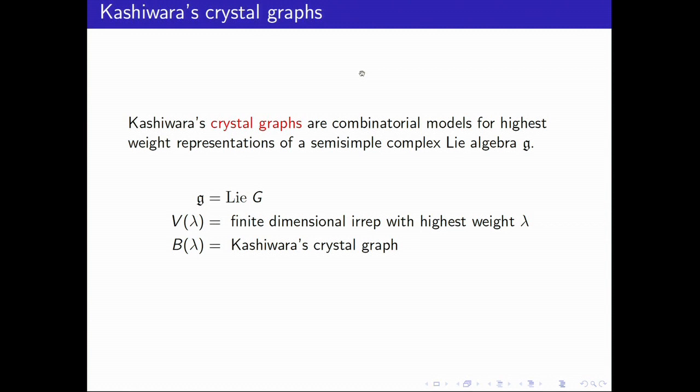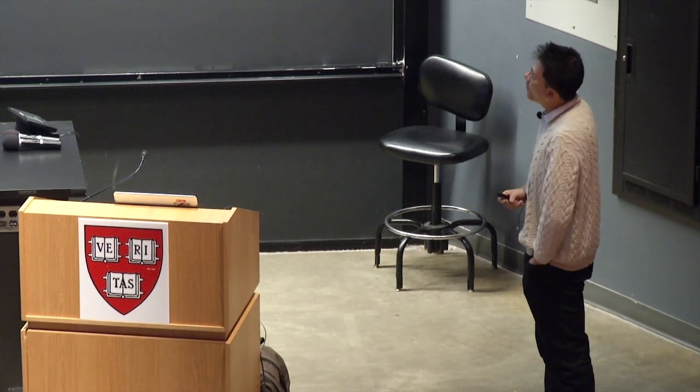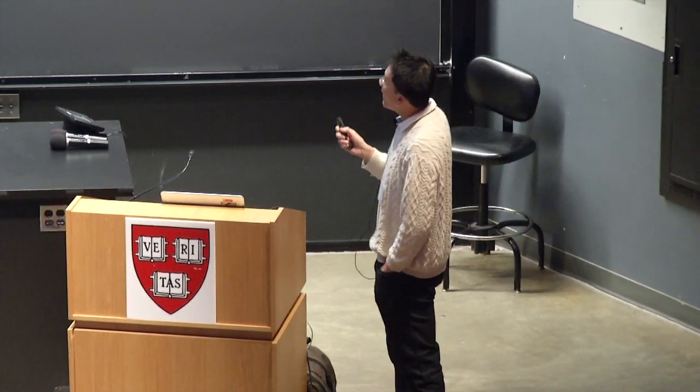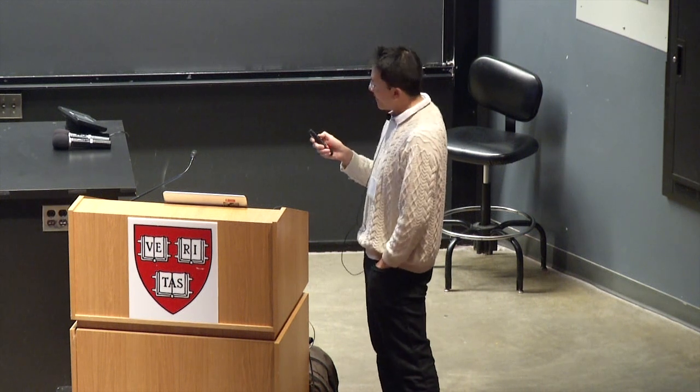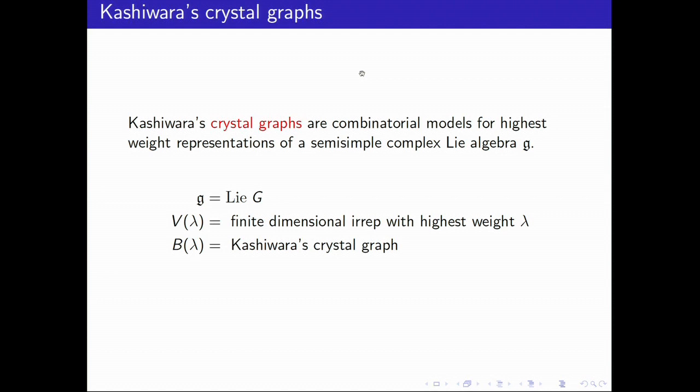So I would like to start with the combinatorial part of the story first, which is Kashiwara's crystal graphs. These are combinatorial models for finite dimensional irreducible representations of a semi-simple complex Lie algebra. So we can take our Lie algebra just to be the Lie algebra of the group G. I'll let V lambda denote the finite dimensional irreducible with highest weight lambda. So lambda is a parameter, and if you're not familiar with highest weight theory, you should think of lambda as just an integer vector lying in some cone, satisfying some piecewise linear conditions.